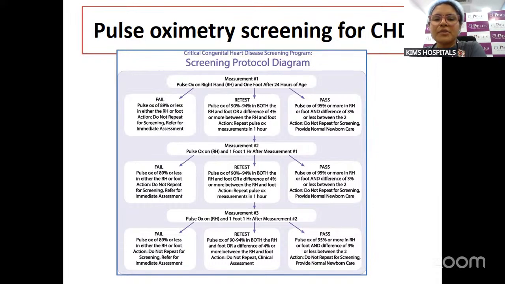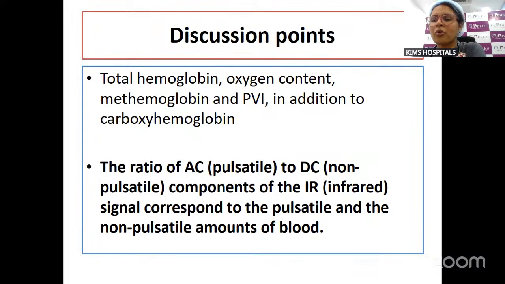If saturation levels are between 90 to 94% persistently on 2 to 3 records at 1 hour interval, again the baby has to undergo pulse oximetry screening. Or if the difference between preductal and postductal saturation is 4% or more, the same applies. A baby who has a pulse oximeter reading of 95% or more in the right hand with a difference between the pre and postductal sats less than 3% is said to have normal pulse oximetry screening and is considered to have passed the pulse oximetry screening. So this is a useful tool for screening for critical congenital heart diseases.